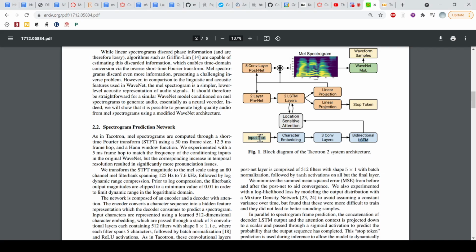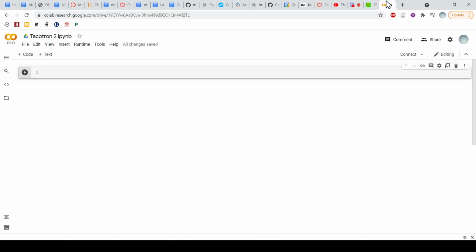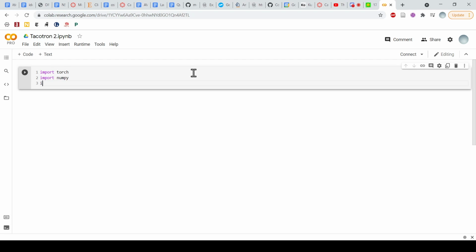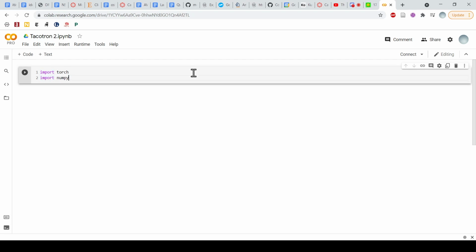So you get the input text, and you have the character embedding. A character embedding is basically, in fact, I'll type this stuff out. Import torch, import numpy, import what else will I need? We'll stick with that for now.